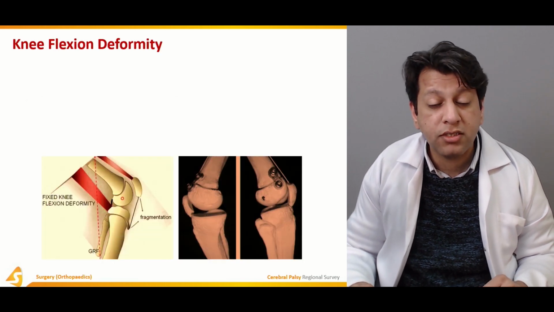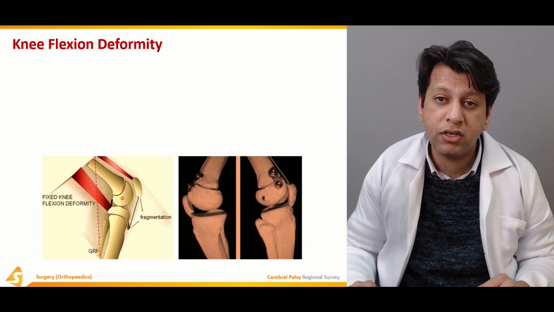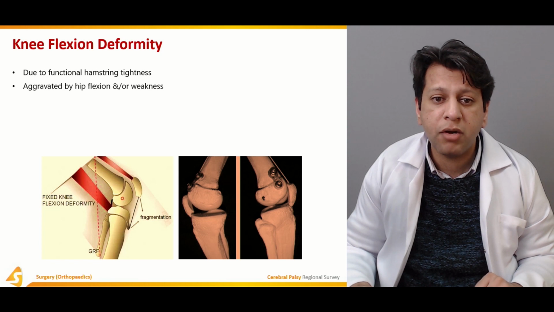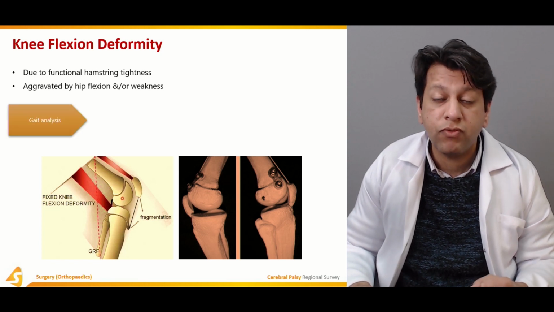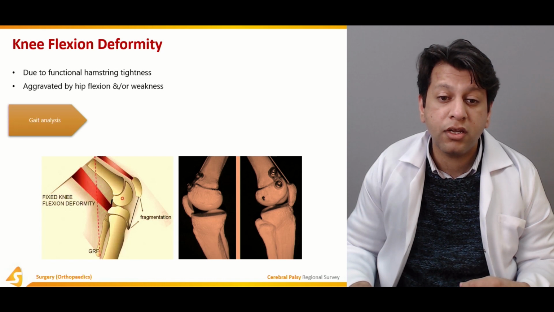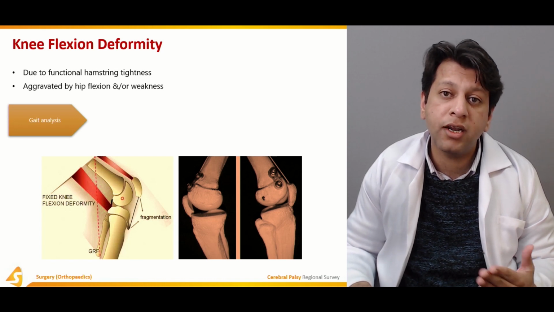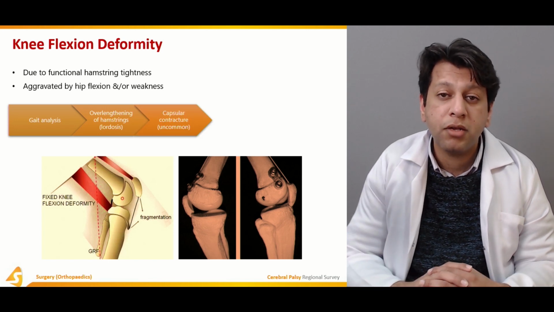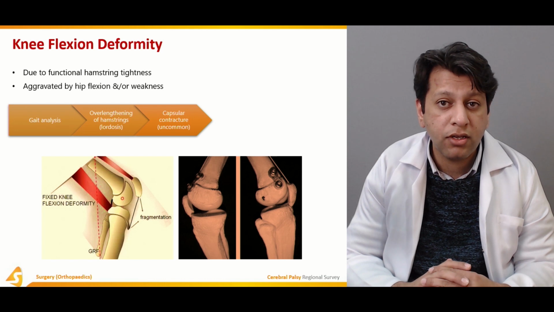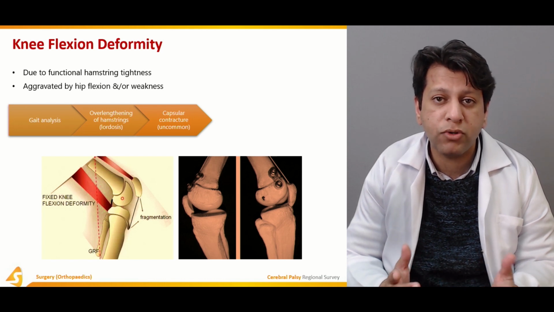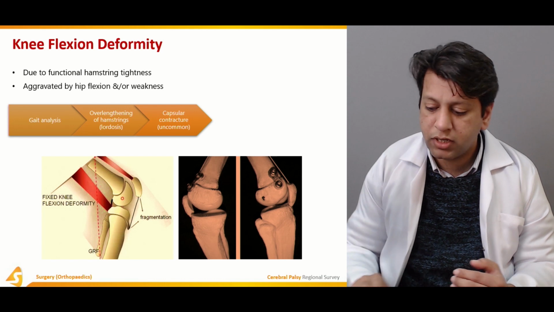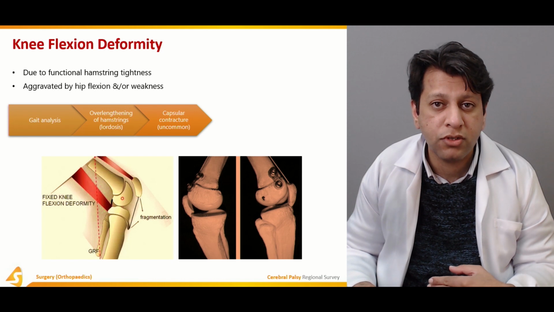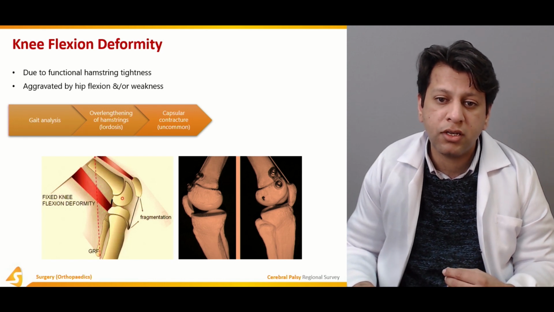Coming to the knee deformities, as I told you, they are usually associated with flexion deformities due to hamstring tightness. This is aggravated by hip flexion or weakness. We have to go for gait analysis in these and see whether the hamstrings are only tight or whether there is also associated tightness of the gastrosoleus complex. Sometimes the treatment would include only the capsular release, which would resolve the knee flexion contracture. If it's not resolving, then we may have to go for hamstring lengthening or recession procedures so that the correction can be done.